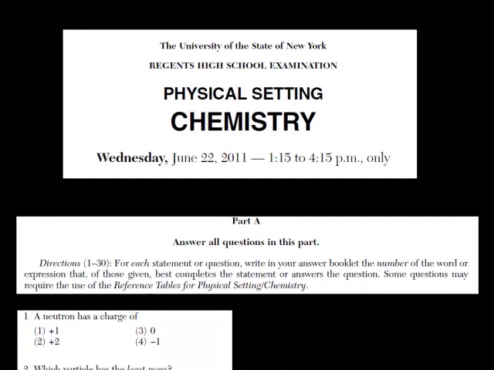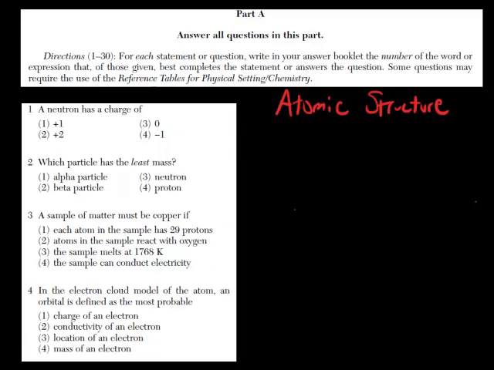There are 30 questions in all, and they cover the full scope of the entire course. The section is chopped up according to its topic area. And you can see that we've highlighted here the first section, which is the section dealing with atomic structure. And our first 4 questions all deal with atomic structure. So we'll jump right in with question number 1.